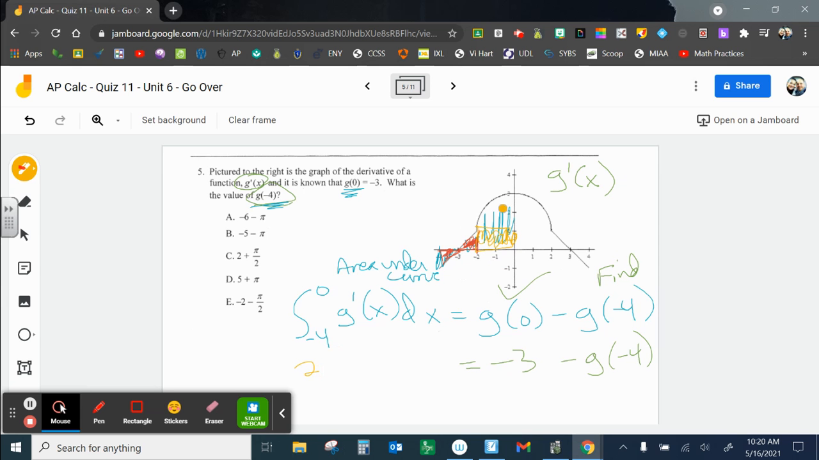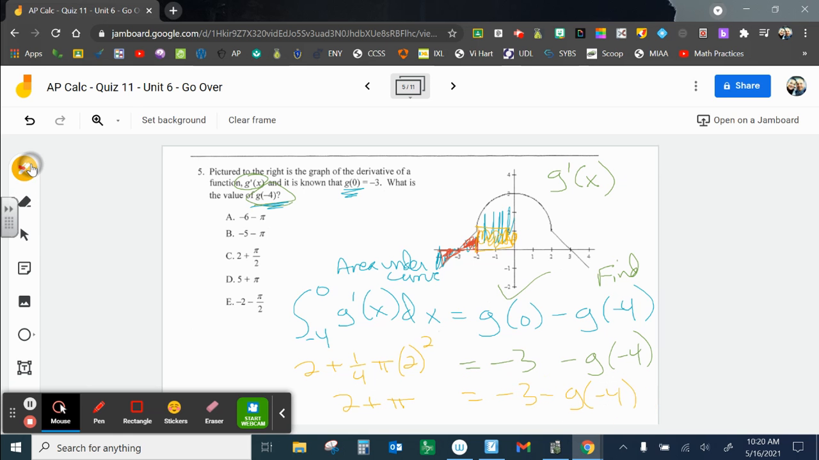2 go up 1. And then I have a quarter circle, plus 1/4 pi r squared. And it looks like my radius is 2. So again, that's 4 pi, and a quarter of that's just pi. So this is 2 plus pi equals -3 minus g of -4.